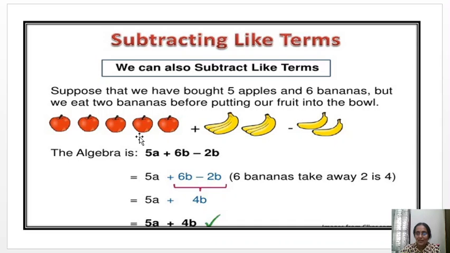You cannot combine unlike terms. You cannot add or subtract unlike terms. You can add only like terms and you can subtract only like terms. That is the purpose of drawing the figures here, to make your understanding easy. The final answer is 5a plus 4b. They are unlike terms. They cannot be simplified further.